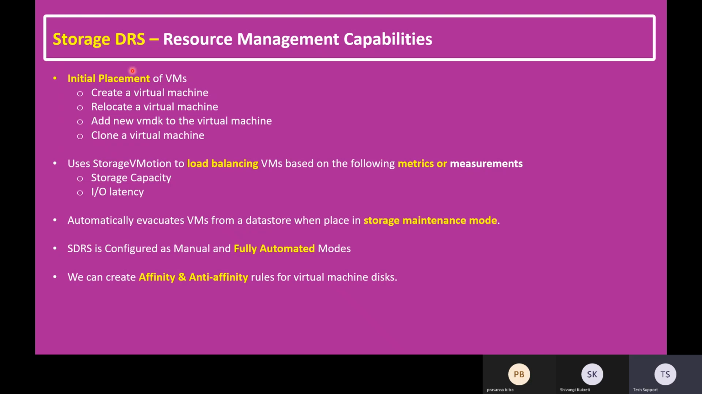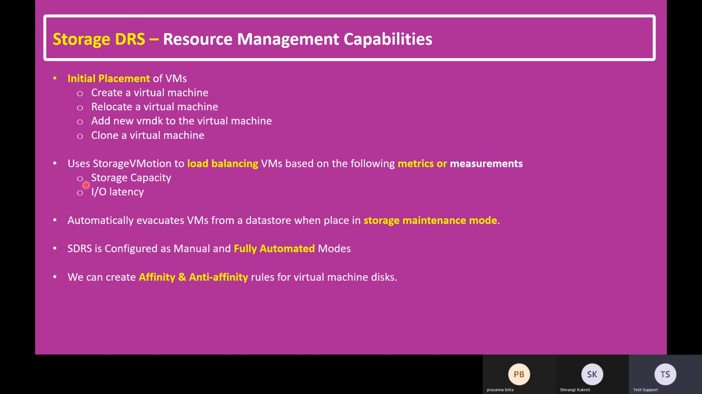If you have storage DRS, it will automatically place VMs into the respective datastores, and it uses storage vMotion to load balance VMs based on the following metrics. Metrics we can also call measurements. So how storage DRS initiates SV motion depends on your datastore storage capacity and also input and output latency. If any datastore has input output latency, it will immediately migrate one or two virtual machines to another datastore.